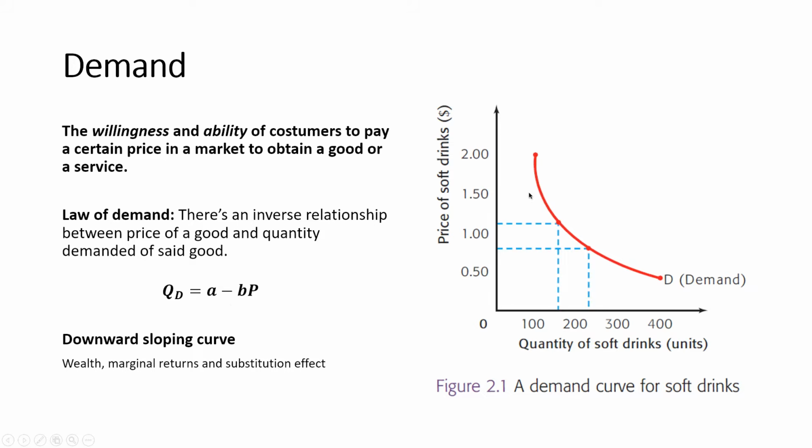A is just the price at zero demand. It's not shown here, but it should cross this curve when you draw it on the exams. And B is a constant. It's simple algebra. Yes, this will be recorded. And the law of demand states that there's an inverse relationship between the price of a good and the quantity demanded of said good.